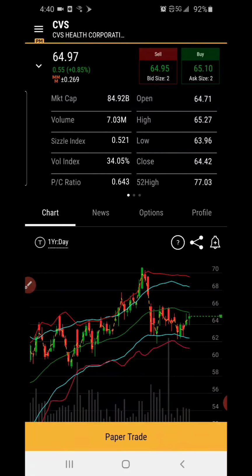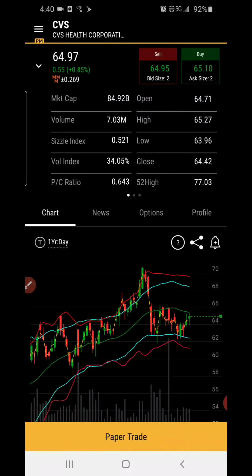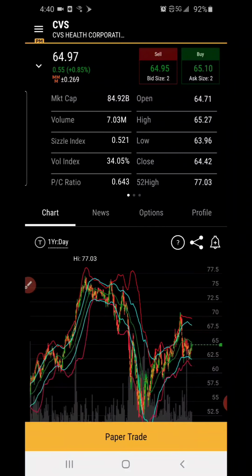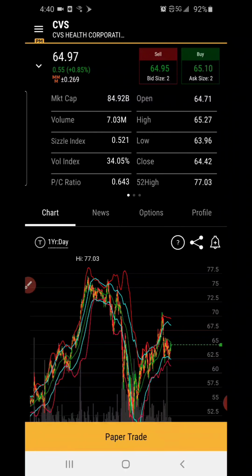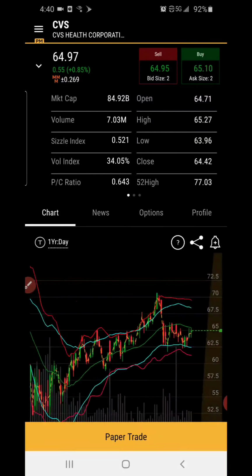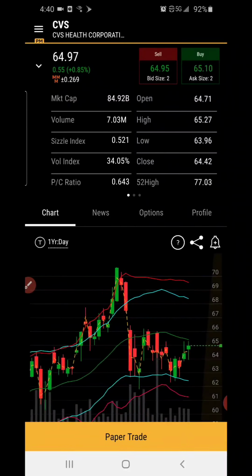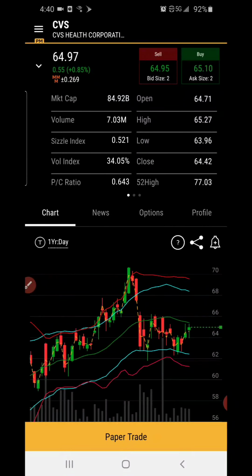Now you can see on my screen I've got CVS pulled up, and here's the 1 year chart. You can see kind of the range it's been in over the last year. If you're following my trades, yesterday I proposed this diagonal calendar spread on CVS. One reason for picking CVS is, number one, it's undervalued in my opinion.